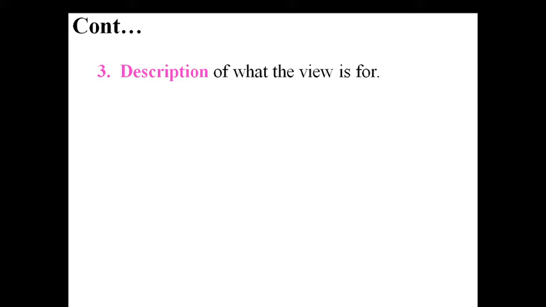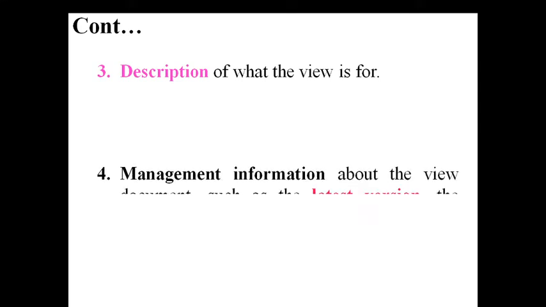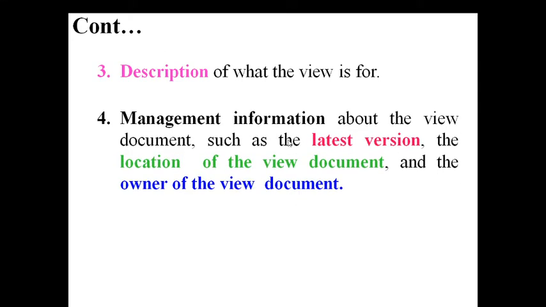And coming to management information. So this is a management information. What it contains means latest version of the view, location of the view document, where the view is going to be in your document, and finally owner of the view document, who created that document. So all this information is available in the view catalog.